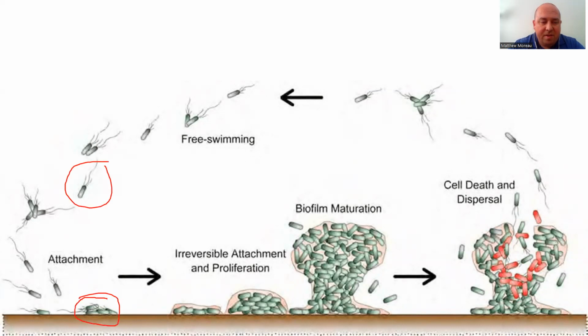And then once they find their place of attachment, I want you to appreciate this, they have flagella here, but then they stop producing flagella once they have started to create their slime layer. So when they then engage in irreversible attachment and proliferation, they start to merge their capsules and their slime layers in order to form what they call a glycocalyx. When that glycocalyx continues to grow because the number of individuals continues to divide, this is called biofilm maturation.